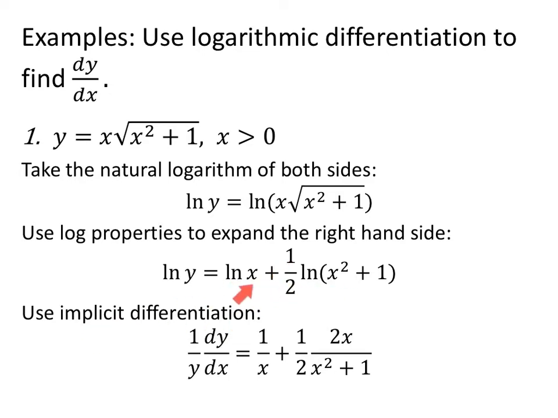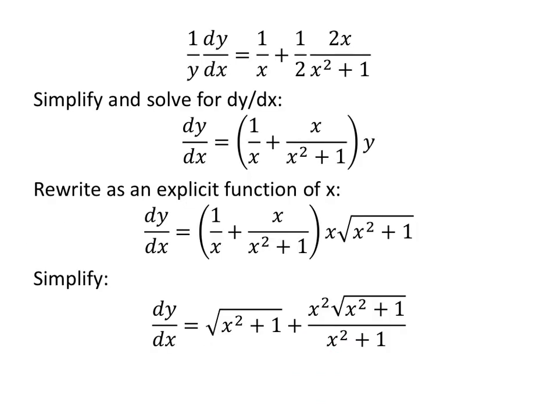Now that I have everything taken apart and everything as small as possible, I could use implicit differentiation. The derivative of the natural log of y is 1 over y dy/dx. The derivative of natural log of x is 1 over x. Leave the 1/2. The derivative of the natural log of x squared plus 1 is derivative of the inside divided by the inside. But we're not finished yet. When we have 1 over y dy/dx, we want to solve for dy/dx. So here, I can simplify my 2's. 1 over y dy/dx equals 1 over x plus 1 over x squared plus 1.